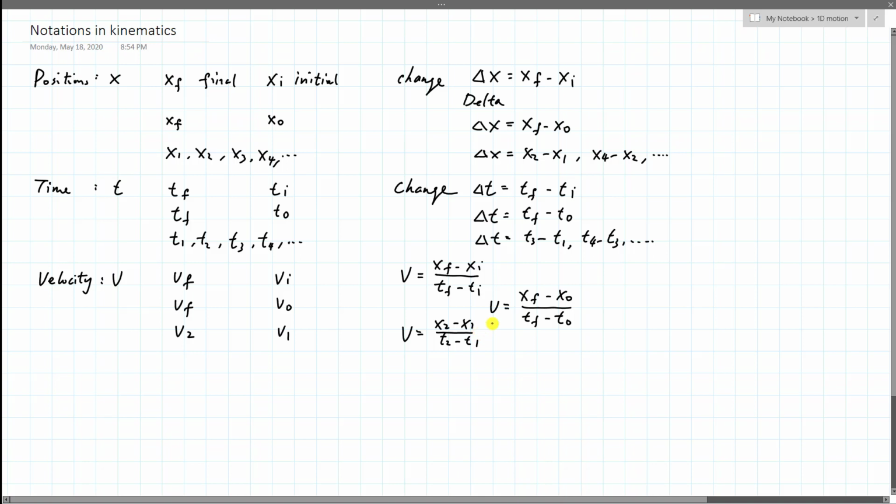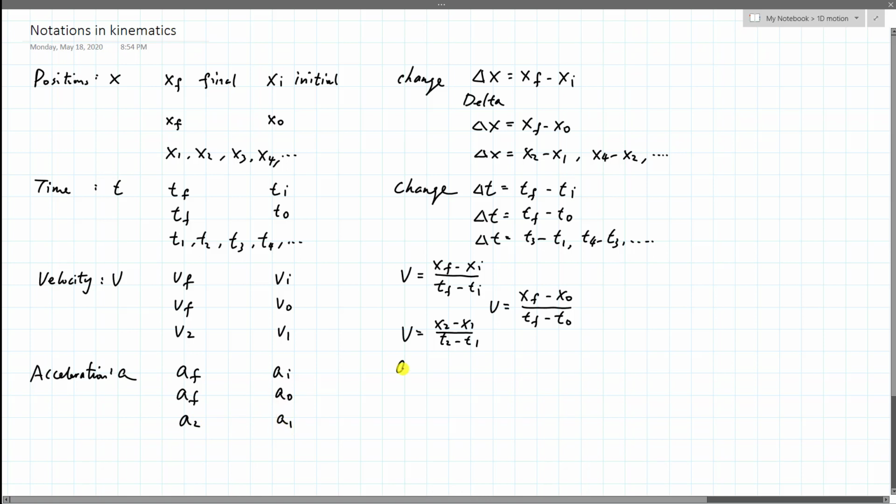Same thing for acceleration. So there could be acceleration final, acceleration initial, acceleration final, acceleration 0 for initial. I keep saying v. So a2, a1, as such.